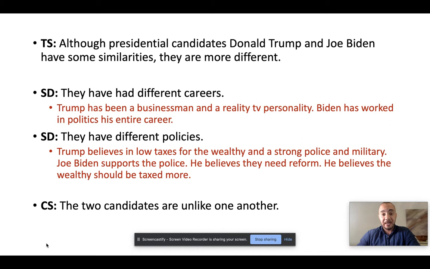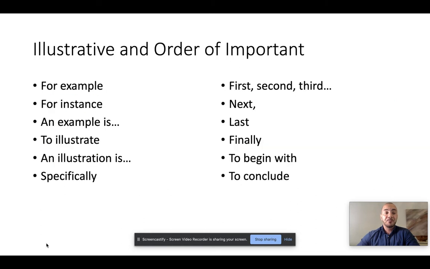Trump believes in lower taxes for the wealthy, that if we cut taxes on the wealthy, it'll trickle down and improve the economy. He also believes in a strong police and military. Joe Biden, yes, supports the police, but he believes they need reform. He also believes that the wealthy should be taxed more. So we now have some minor supporting details that help to illustrate those major supporting details.